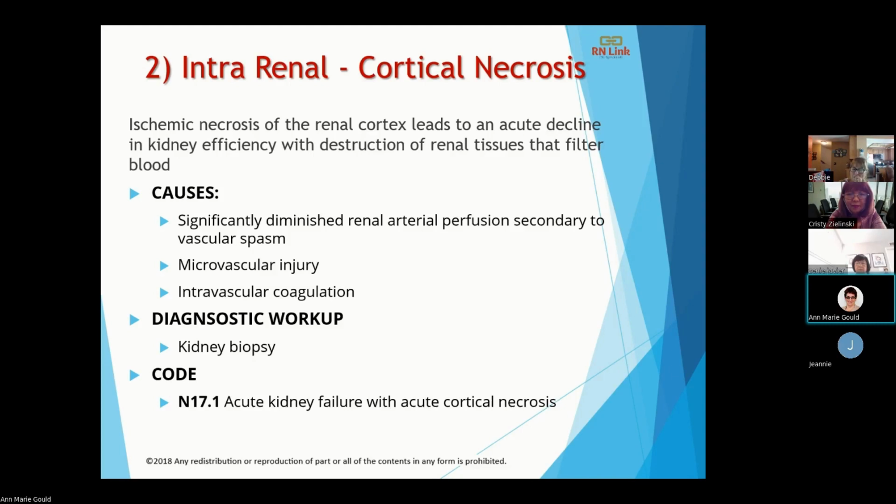Okay, they're really sick. Diagnostic workup, of course, it's a biopsy that has to confirm this. The docs won't know unless they do a biopsy. And then, of course, our code would be the N17.1, acute kidney failure with acute cortical necrosis.